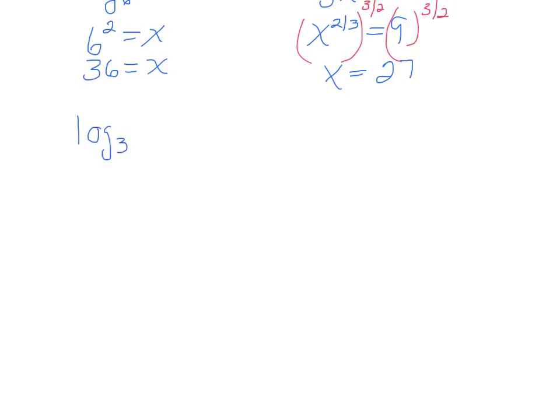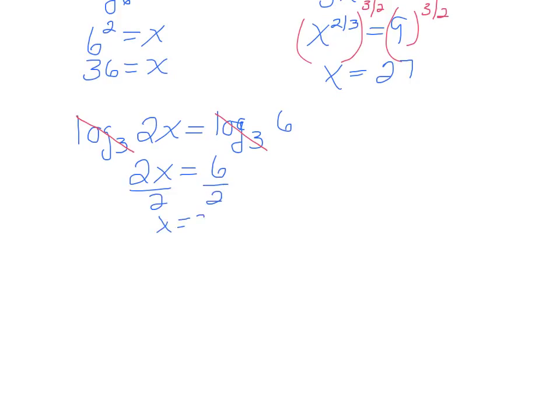Log base 3 of 2x equals log base 3 of 6. Well, I have a single log equal to a single log. They both have common bases. As long as it's only one log equal to one log, which means the word log is only written once on each side of the equation, and the bases are exactly the same, I can drop the logs or cancel them out and set the rest of the equation equal to each other and solve. X comes out to be 3.